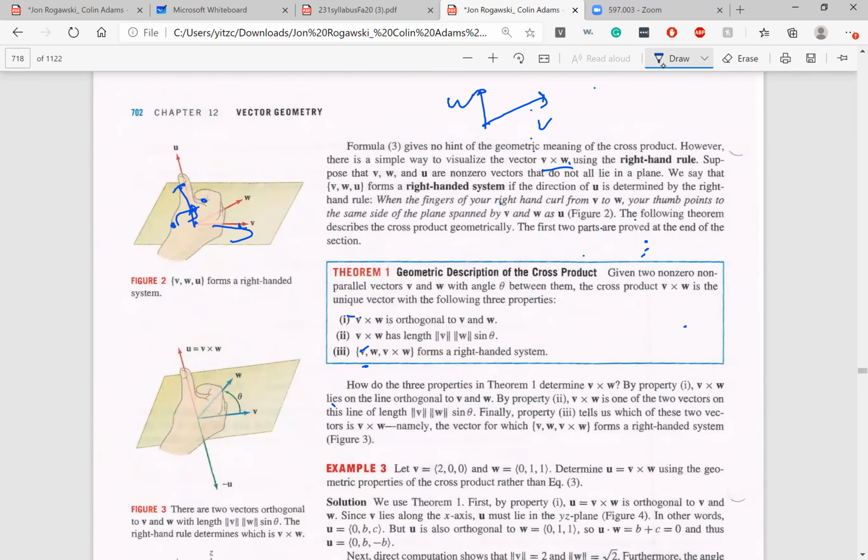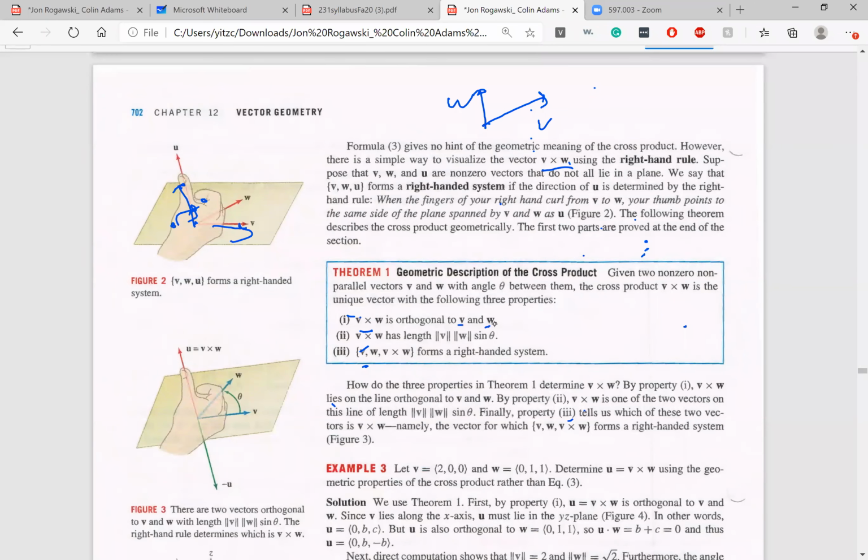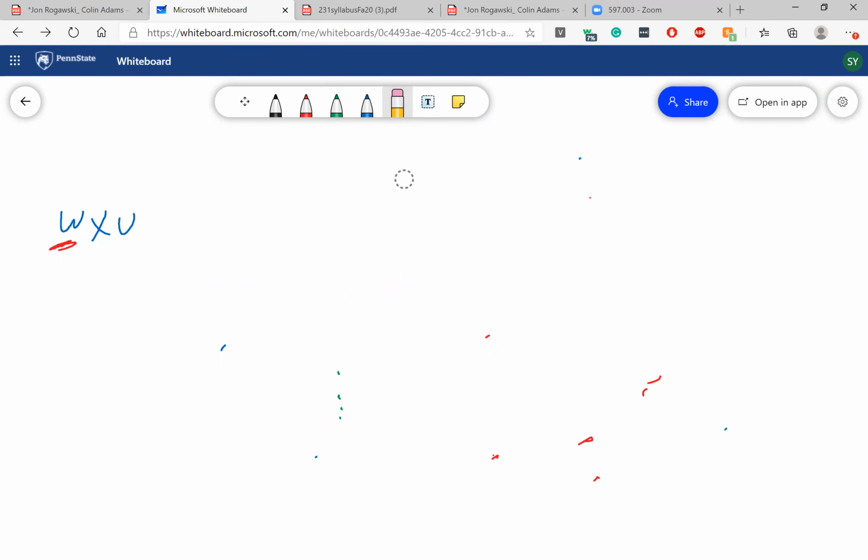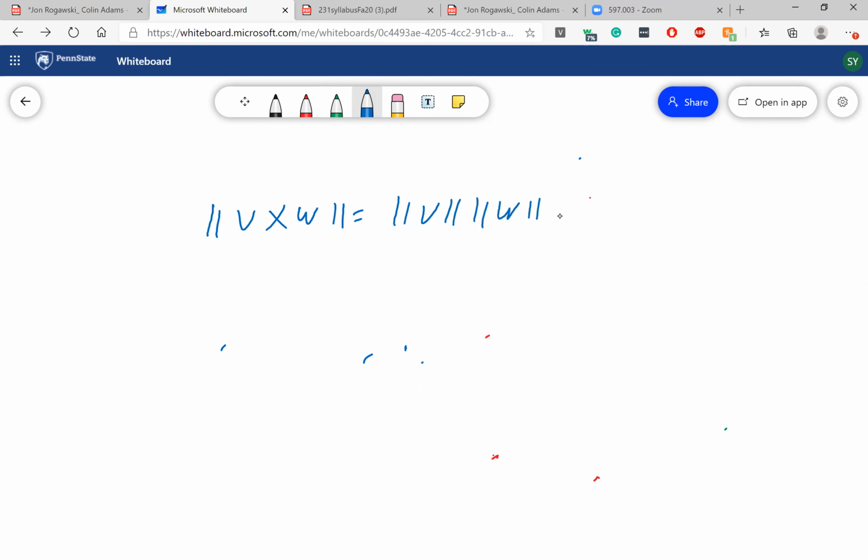So here we have a couple of geometric descriptions of the cross product. First, like we said, v cross w is orthogonal to both v and w. The second equation is fairly important, and it's very similar to the cosine equation that we saw with the dot product. It says that the magnitude of v cross w is equal to the magnitude of v times the magnitude of w times sine of theta.